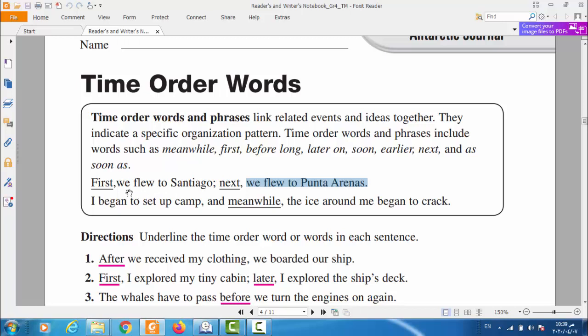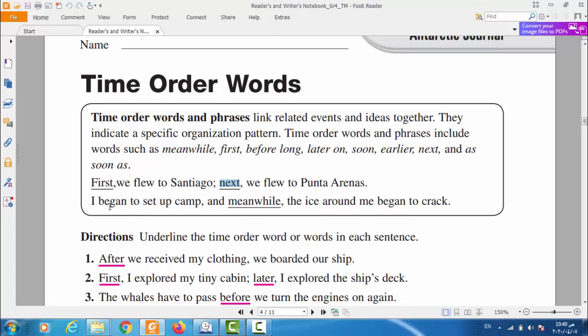So how do I know that we flew to Santiago first? This was the beginning of our story, because of the word first. How do I know that we flew to Punta Arenas second? Because of the word next. Words like first, before, meanwhile, later on, soon, earlier, next, and as soon as are showing us the time order of the sentence.